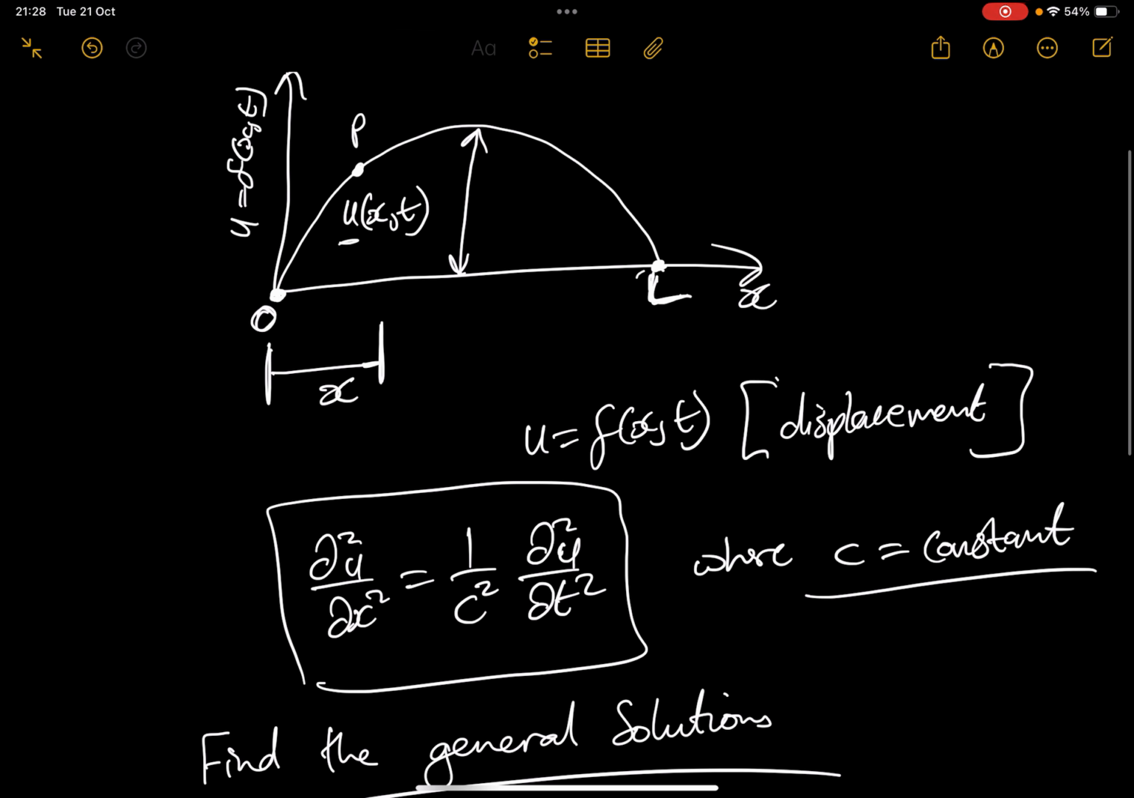So now let's evaluate this one. Let me just use different constants here: X is going to be k1 x plus k2. From this case, we need to apply the boundary condition. Let's apply the first one that says when x is 0, at any time, the displacement is 0. If we apply it here, that means 0 is equal to a times 0 plus b. This implies that b is equal to 0.